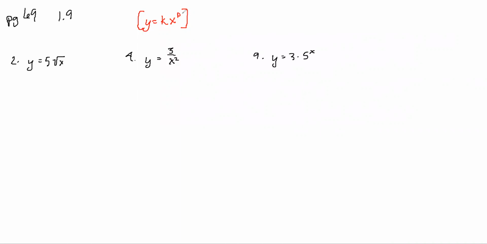I don't think so. This is a matter of rules. We say that the square root of x is equal to x to the 1/2. Oh, okay. So if I rewrite it like that, I end up with y is equal to 5x to the 1/2. So k is equal to 5 and p is equal to 1/2. Oh, okay. And it's a power function. Yes.